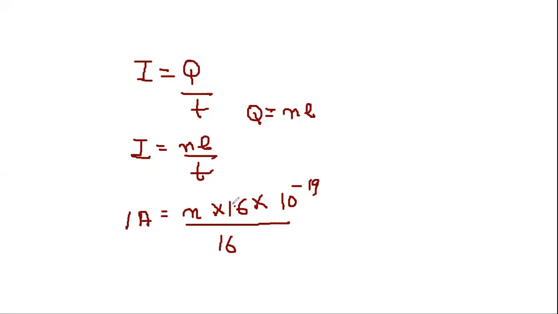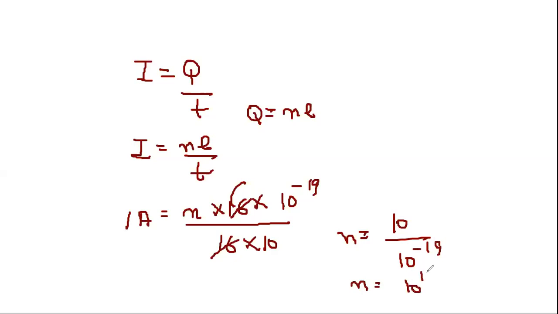So dear students, how to solve it? We have to remove this decimal first. It becomes a denominator form, 16 to be cut by 16. From here, the value of n is 10 over 10 power minus 19. So from here, we can easily find the value. According to the exponents and powers, we can easily find that the value of n is 10 power 20.